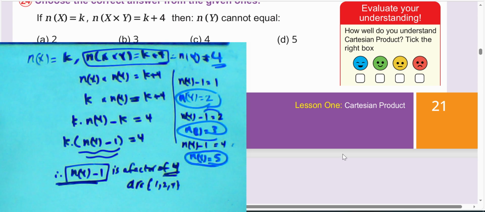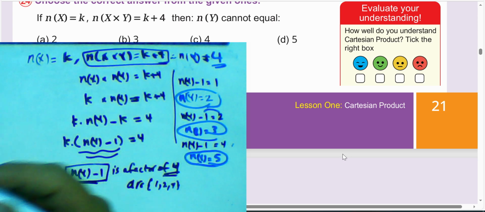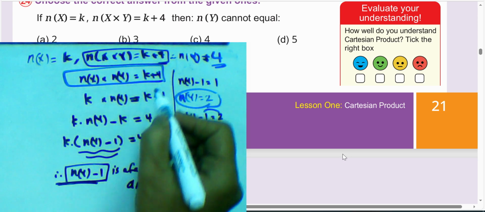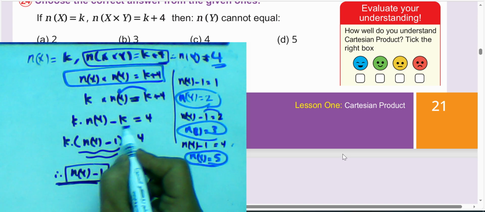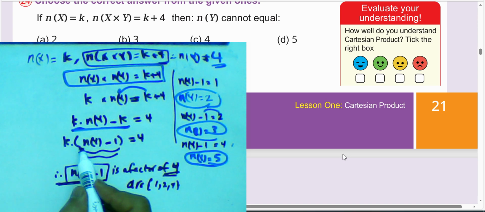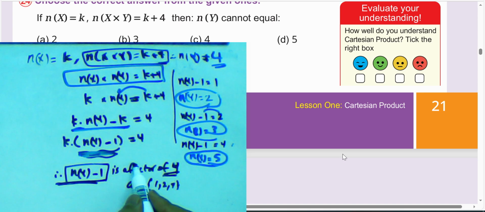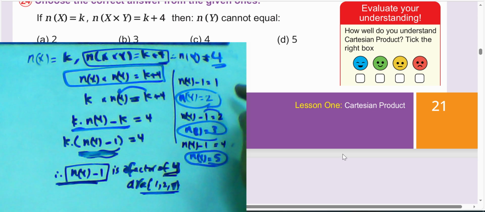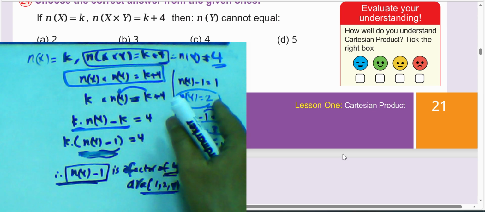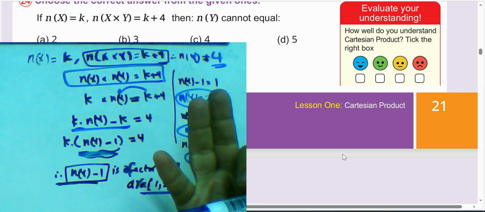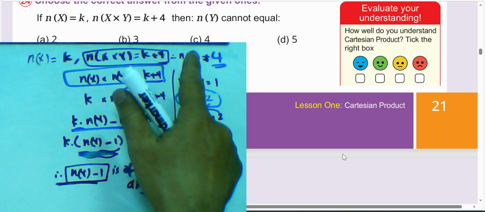Okay, we solved the example by this method. I write this relation from the information in the example, move k to the left-hand side, and then write k as a common factor between the two terms: k times (the number of elements of Y minus 1) equals 4. Then the number of elements of Y minus 1 is a factor of 4. The factors of 4 are 1, 2, 4. Then we have 2, 3, 5. Then the number of elements of Y may equal 2 or 3 or 5. The solution is correct, but the number of elements of Y does not equal 4. Choose letter C.